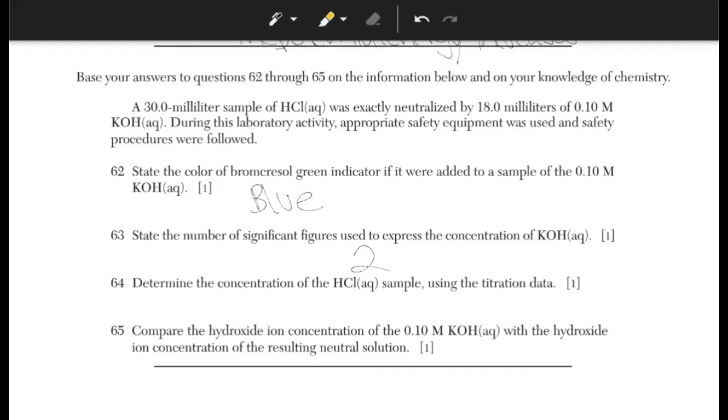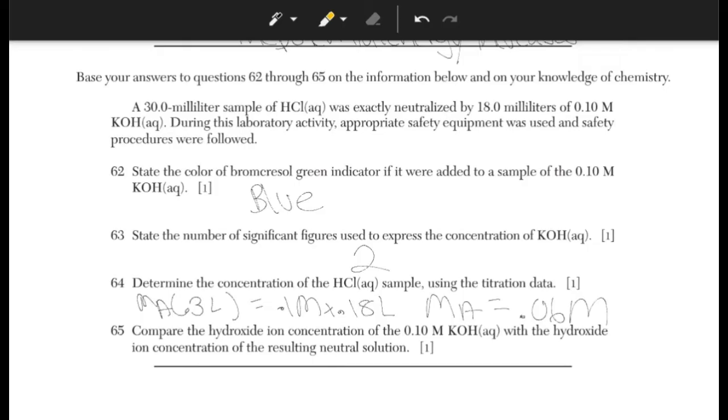Determine the concentration of the HCl sample using titration data. The formula for titration is molarity of the acid times volume of the acid equals molarity of the base times volume of the base. HCl is the acid and KOH is the base. We need to find the molarity of HCl. We can set up the problem as molarity of the acid times 0.03 liters is equal to 0.10 M times 0.018 liters. Doing this math, we will discover that the molarity of HCl is 0.06 M.